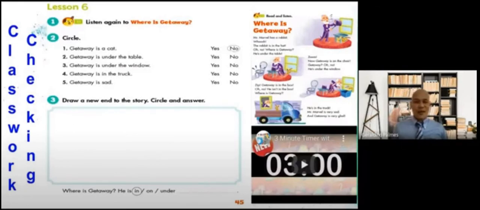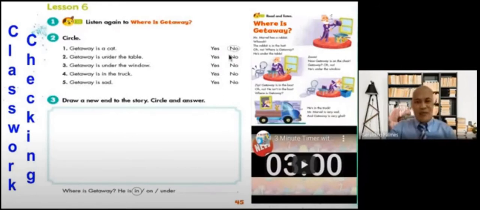9, 8, 7, 6, 5, 4, 3, 2, 1, 0. Time is up, and now we will be checking the work you've got. Right here, this is lesson 5 and 6. Lesson 6 is the work that you need to do for lesson number 5. Now here, where is Getaway? As you can see, we read this part of the story last time. We will review that a little bit later. And here there are 5 questions. And here we will make another end of the story. Okay, are you ready? Now you got your paper.